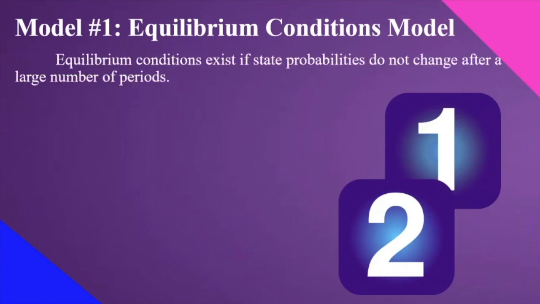So basically, when we say equilibrium conditions model, an equilibrium condition exists if state probabilities do not change after a large number of periods. Diba, in economics, when we say equilibrium, that is the level at which demand and supply meet. So here in operations research, it is the state probability na hindi na nagbabago yung amount or yung value ng probabilities after a large number of periods, whatever periods ang ginagamit sa problem mo.